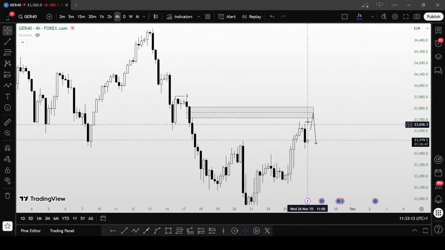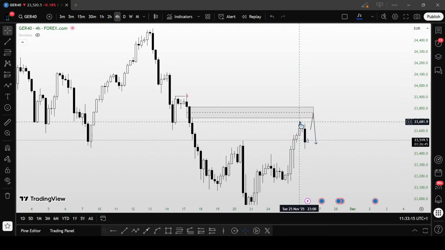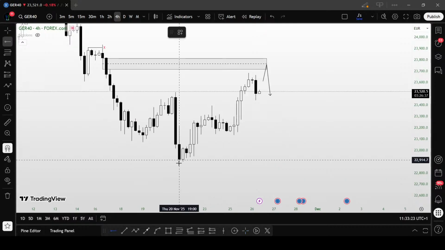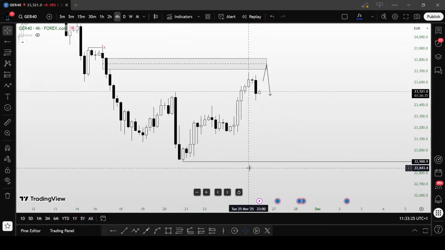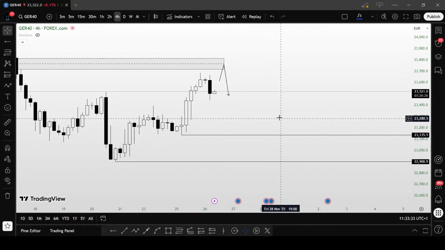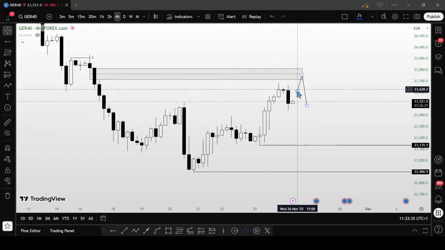But I would love to see a sweep of this particular candle, at least even if it's the beginning of this fair value gap. You could use it to take price in, and from there I would love to see us getting into this low here or over here. So that's a bias for G40. All right.